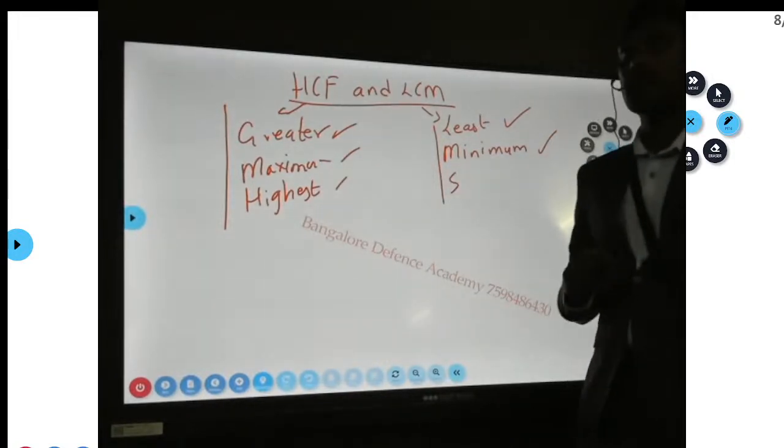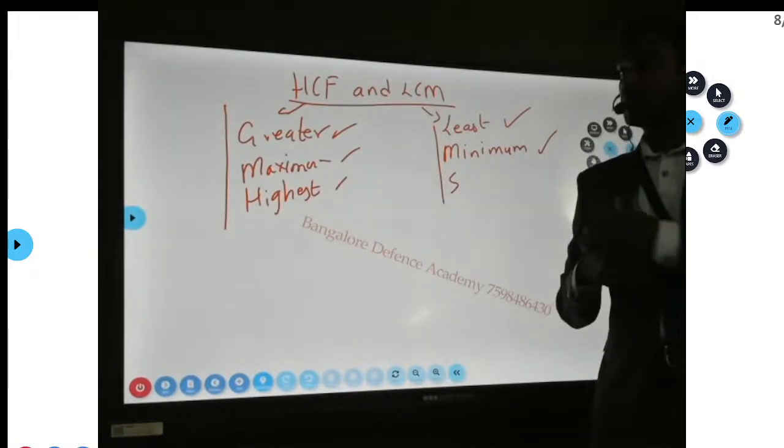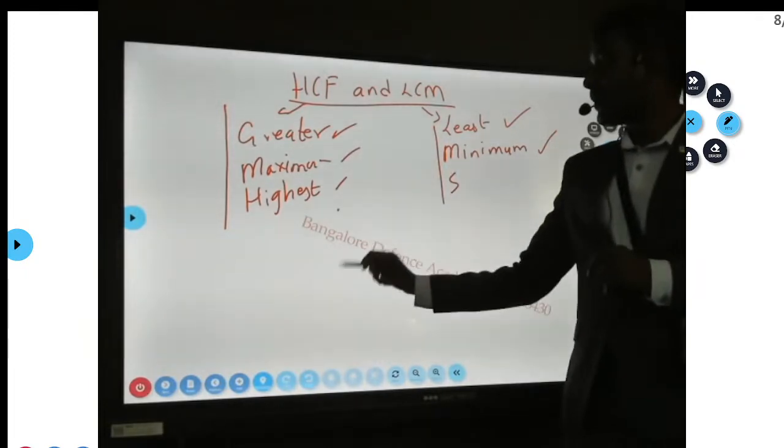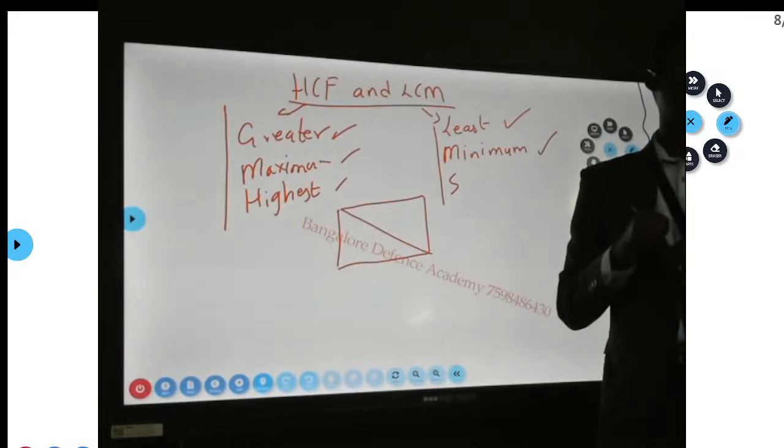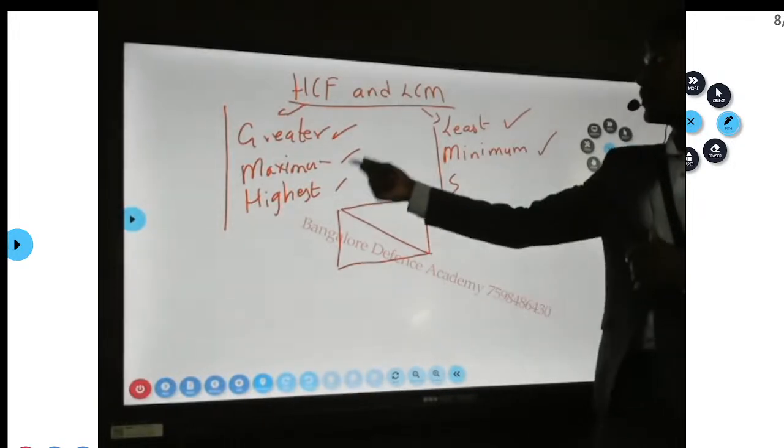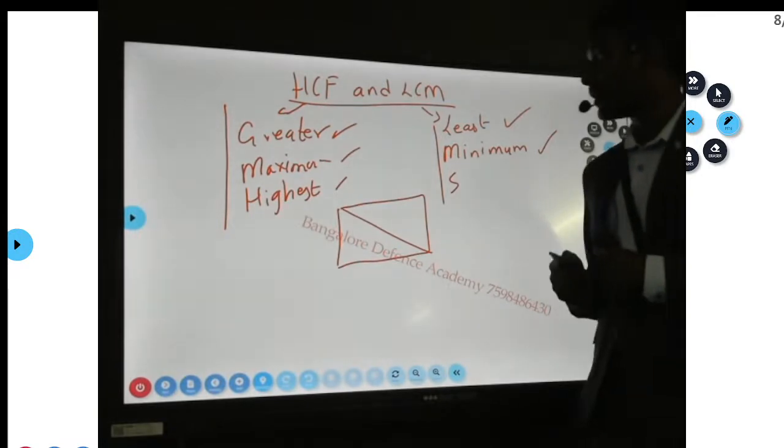Okay, the question is like this. They will give you the dimensions of the room, the length and the breadth of a rectangle. What is the maximum length that a ladder can be designed? Okay, so maximum means what you are going to find? HCF. Okay, remember like this.